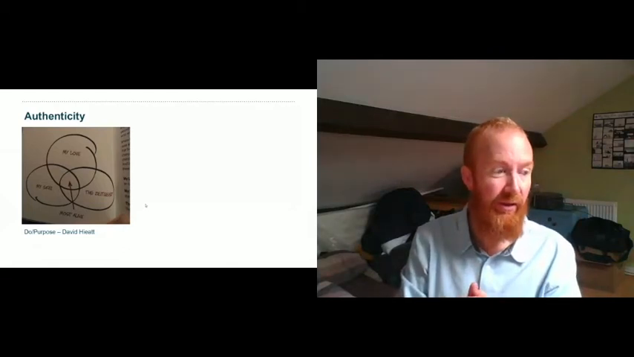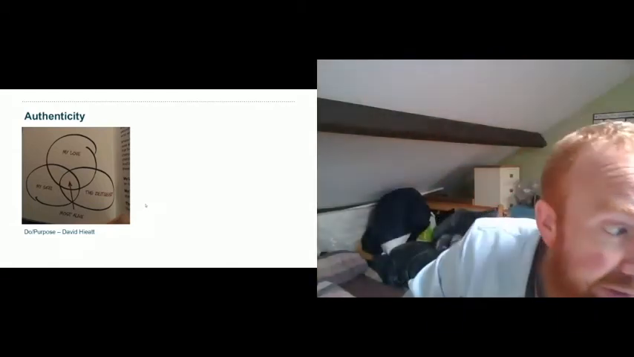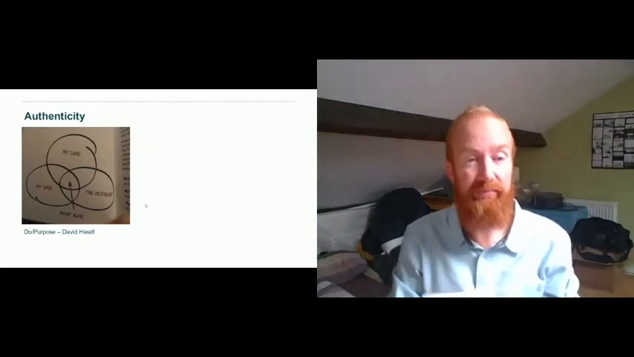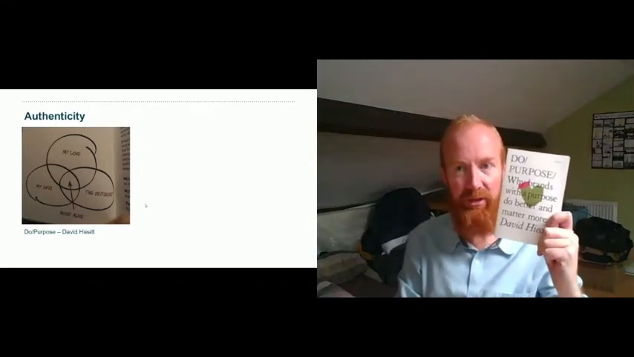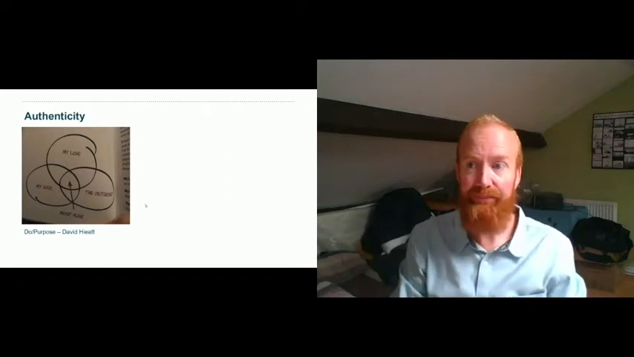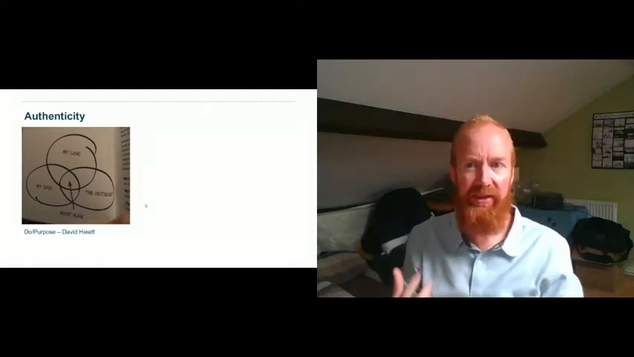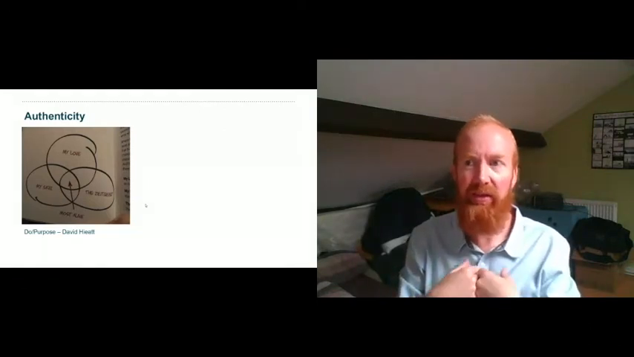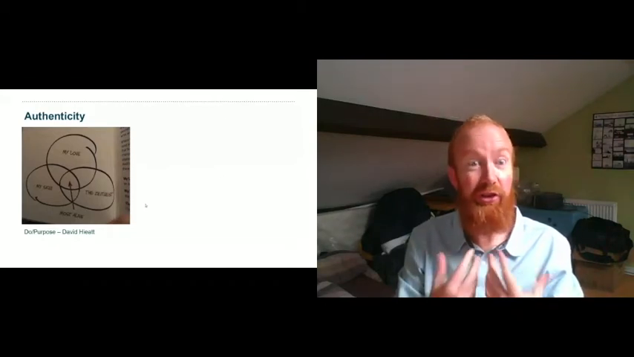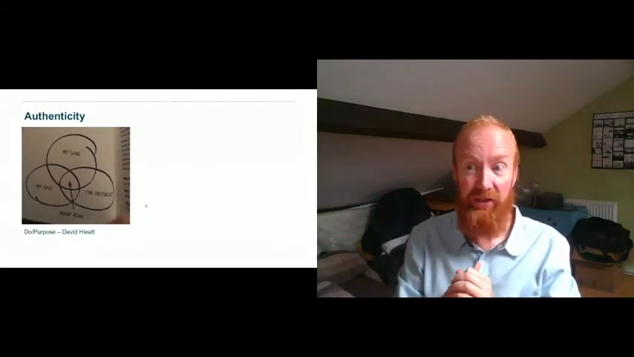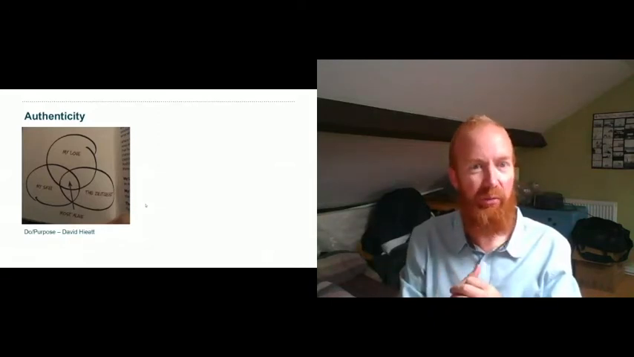But one of the things I like most about his work is he wrote a book called Do Purpose. In fact, I have it right here, Do Purpose. And in that book is this diagram. He talks about finding something at the intersection between the things you love doing, the things you're good at doing, your skill, and the zeitgeist. By zeitgeist he means the thing that everybody else seems to want right now.